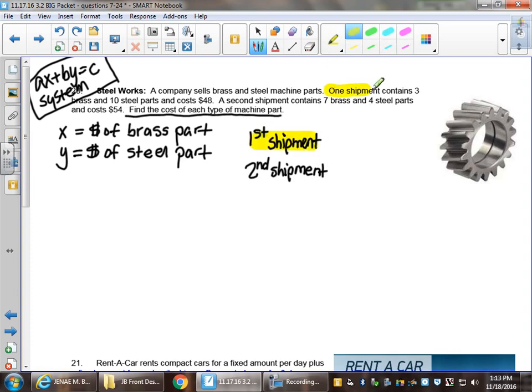And I see that right here. It says one shipment contains 3 brass and 10 steel parts. Costs $48. So that will be 3x plus 10y equals 48. If this is a question you hadn't done, please go ahead and press pause. See if you can write the equation for the second shipment. And find that information. It starts right here.